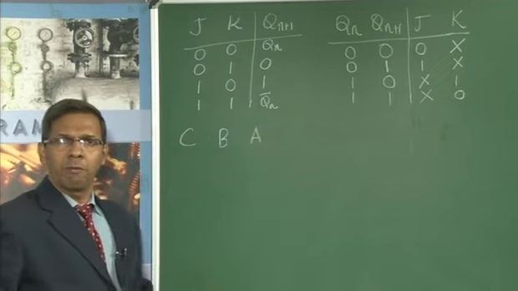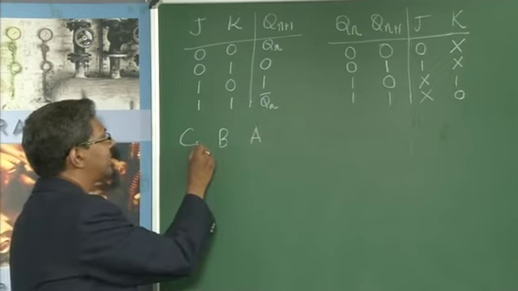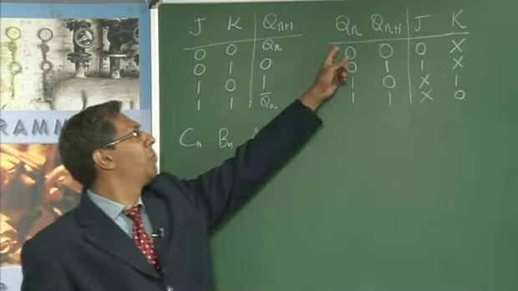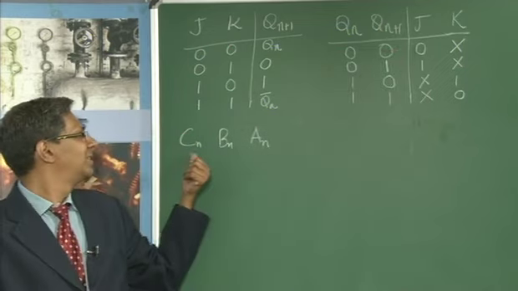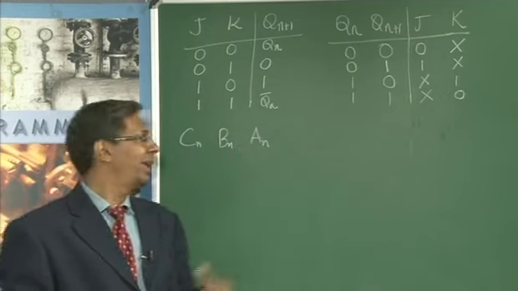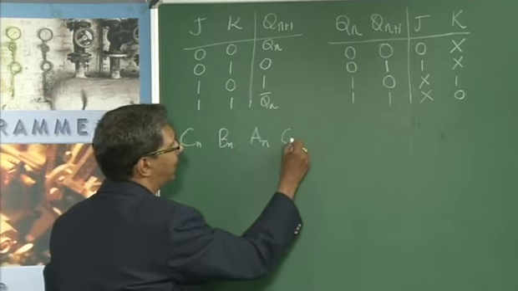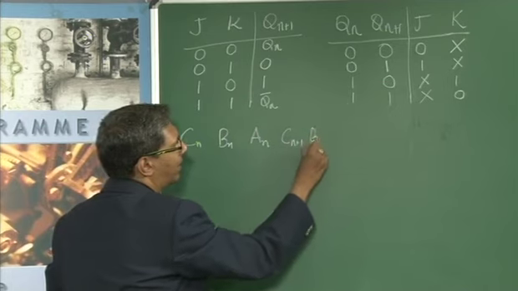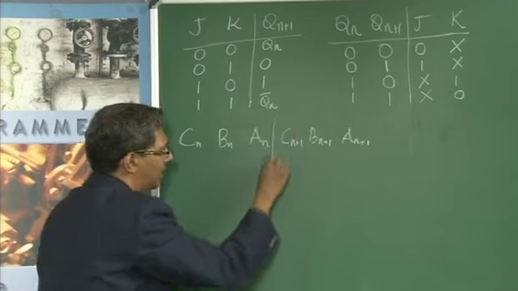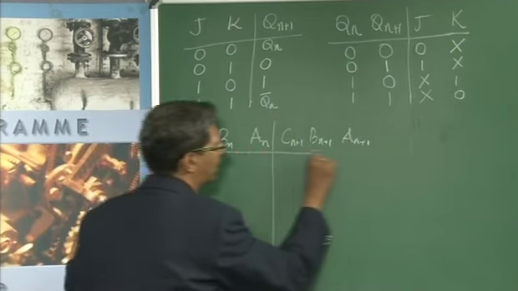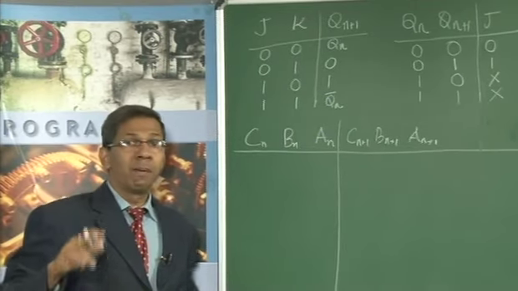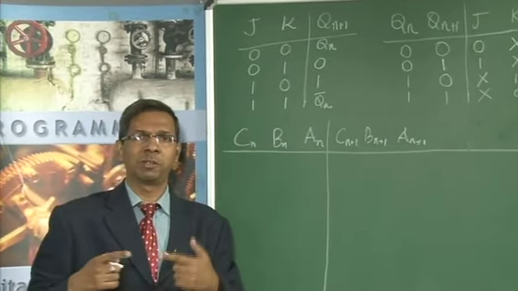Now, to represent the current state, we will call it Cn, Bn and An. Just like I showed here Qn and Qn plus 1, I would like to show Cn, Cn plus 1, Bn, Bn plus 1 and An plus 1. So let us write Cn plus 1, Bn plus 1 and An plus 1. This is going to be the possibility for my state transition table.